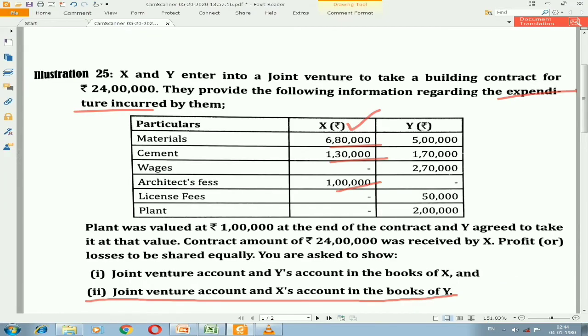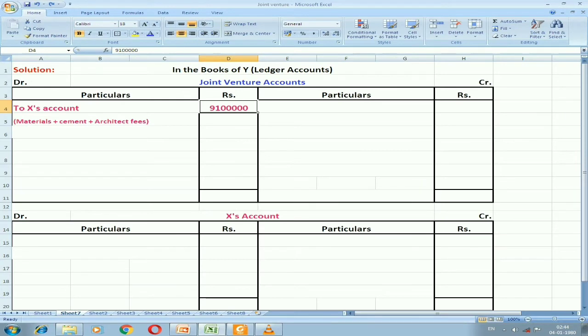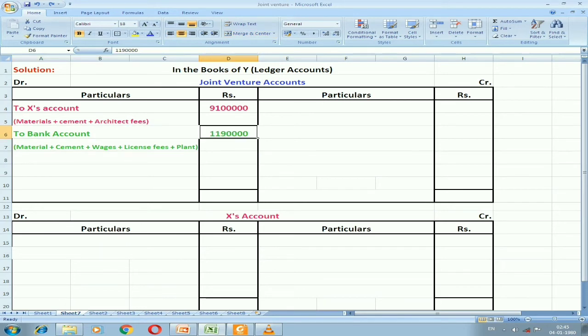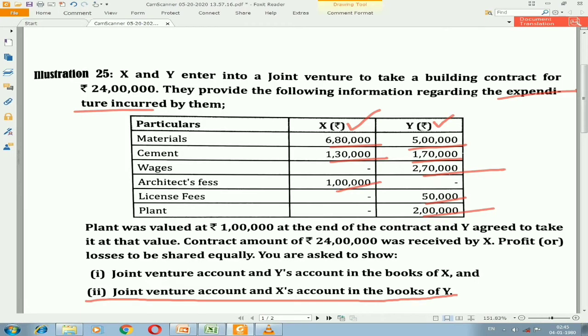Then we have the expenditure which is related to Y. We have 5 lakh, 1 lakh 70,000, 2 lakh 70,000, 50,000, 2 lakh. By adding all this, I'm going to take it. As it is an expenditure, we are supposed to take it in the name of bank because we are preparing in the books of Y. In his books, we are not going to take it in his name. We are supposed to record in the bank account if it is an expenditure or income. If it is a profit or loss, we are supposed to take it under profit and loss account. So I have already taken all the expenditure by doing the total.